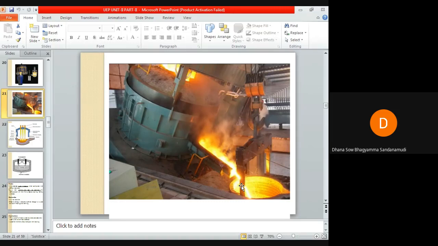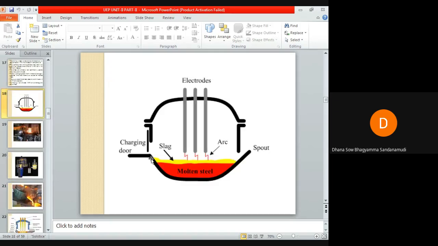And one more thing I wanted to tell you is that while melting the substance within this direct arc chamber or furnace, if there are any impurities, they will be accumulated at the top while heating. So this is the molten steel. You can see this yellow region is the slag. The impurities accumulated at the top are called slag.